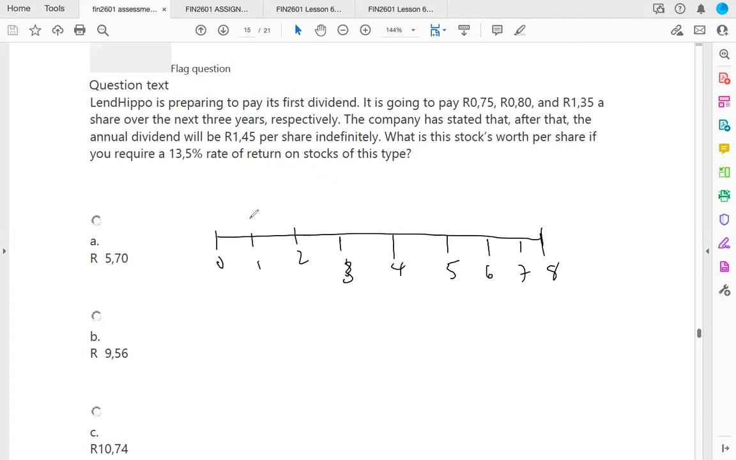The company is preparing to pay its first dividend. So after 1 year, it's going to pay 0.75. After 2 years, 0.80. After 3 years, 1.35. And then after that, the company will pay 1.45 indefinitely, meaning into the foreseeable future, or in perpetuity.